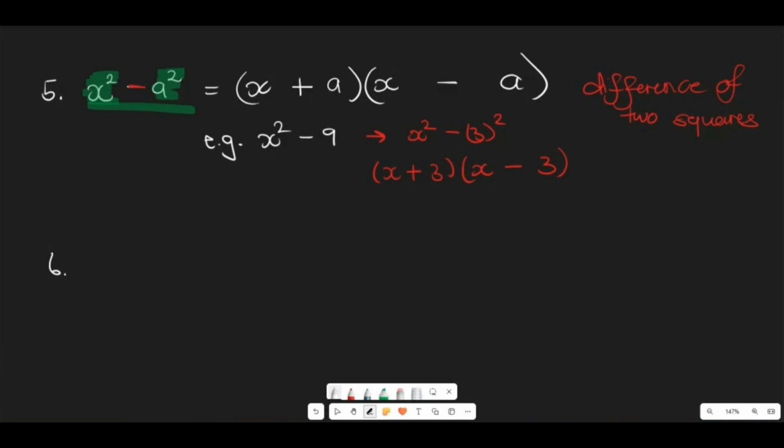So number 6, we have the sum of two cubes. And this one is my favorite because it's always the same. It's never difficult, this one, right? So we have the sum of two cubes. And basically with the sum of two cubes, as you can see, we have x to the power of 3 plus a to the power of 3, right? That's the sum of two cubes.